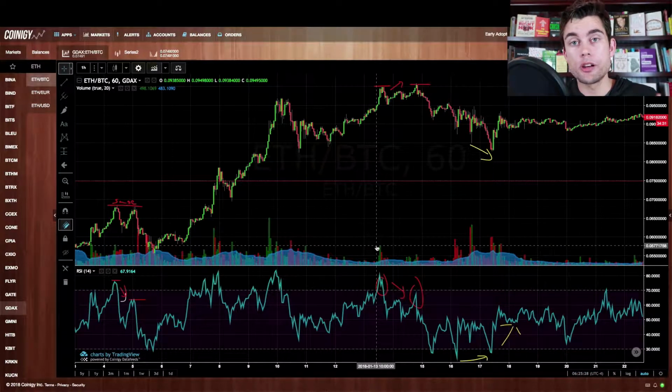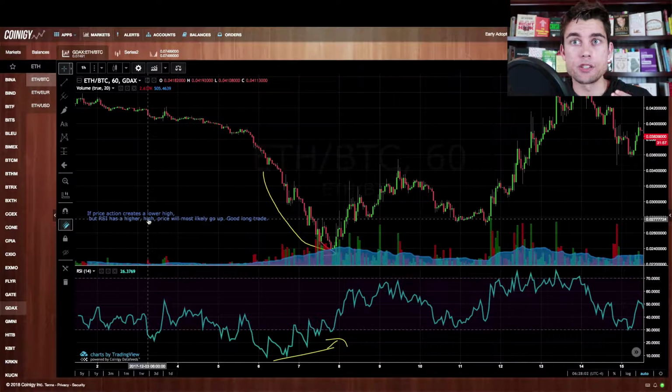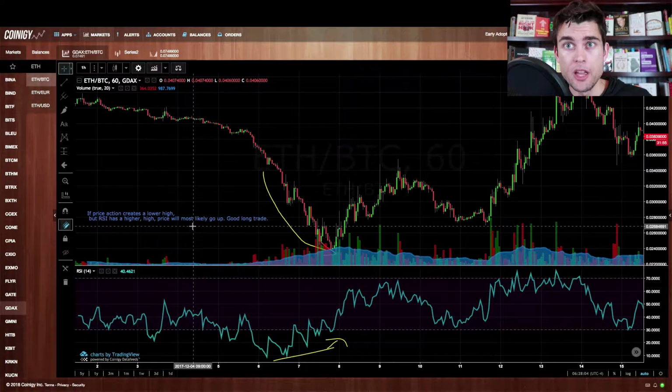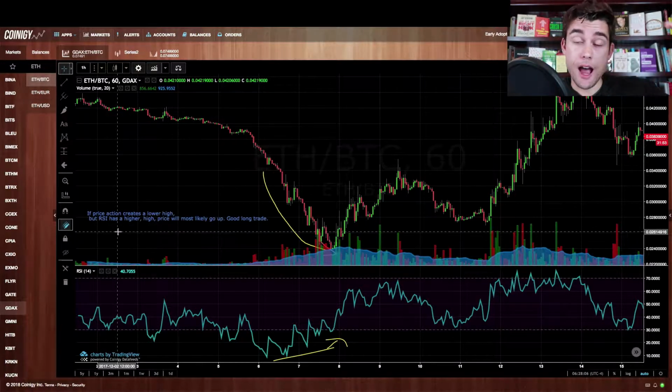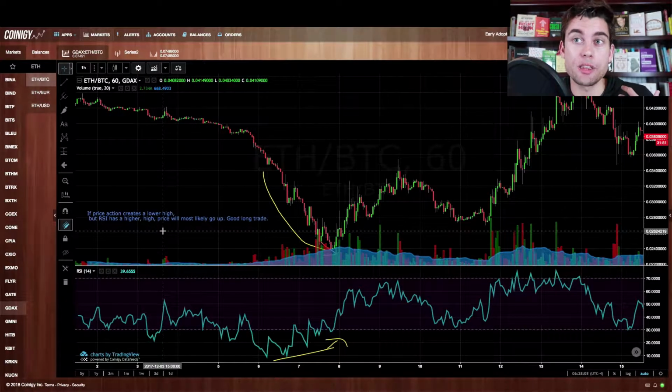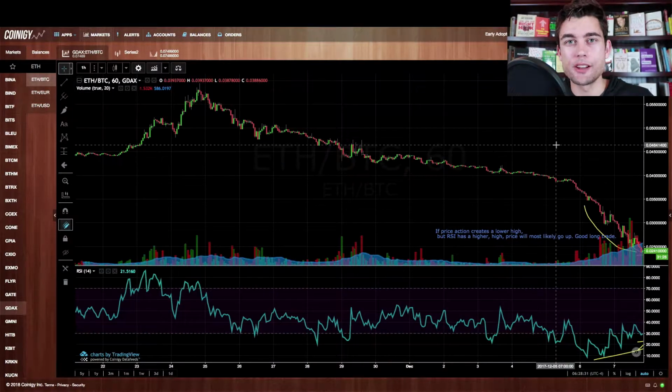Now, the price of the coin usually follows the pattern of the divergence in the RSI. So let me explain. If the price action creates a lower high, but the RSI has a higher high, then that usually means that the price will likely go up and it's a good long trade. And here's an example of that.